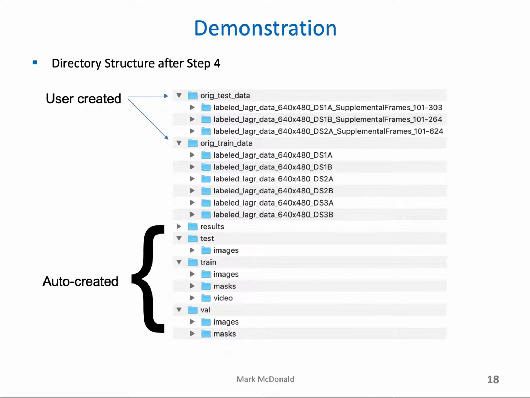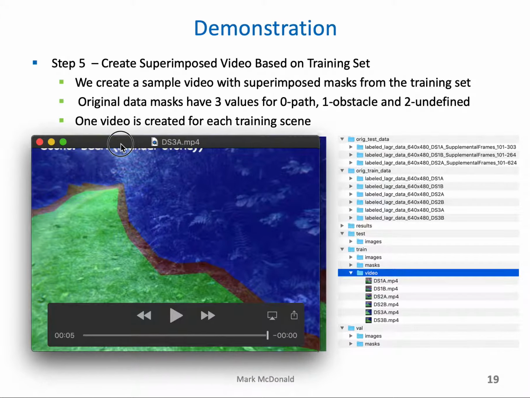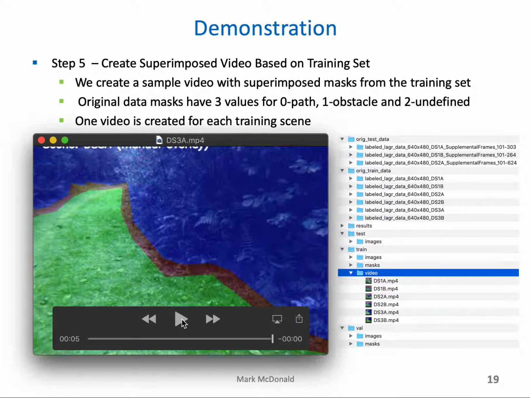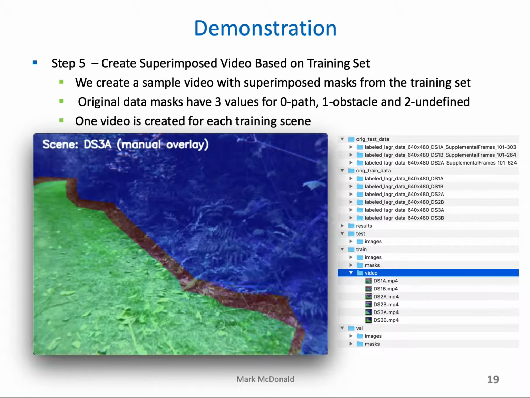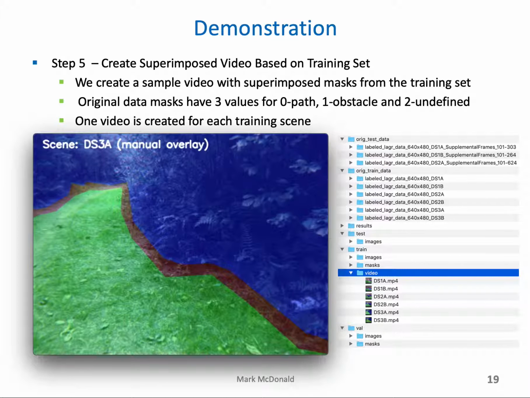This is what the directory structure will look like after everything is set up. You see that the directories at the bottom are created automatically. They must be in that format in order for the scripts to work. And I'll show a little demonstration. We create overlaid videos from our test data just to show what masks look like over the video sequences. Here we see a nice clean mask that overlays a short video scene.